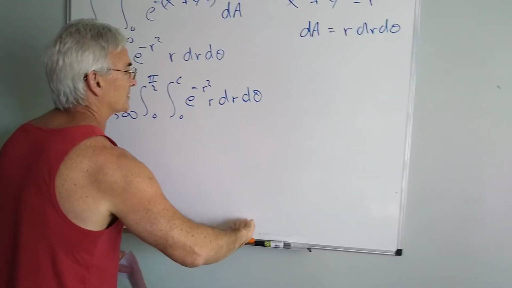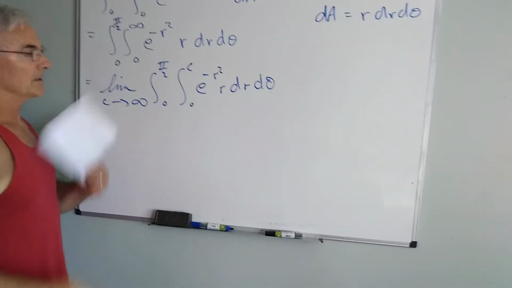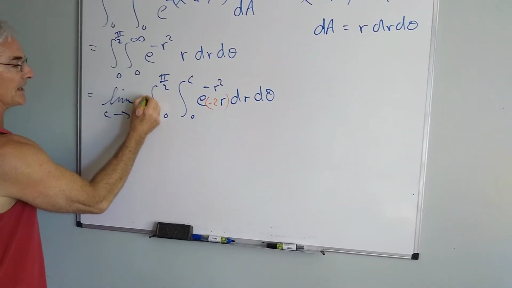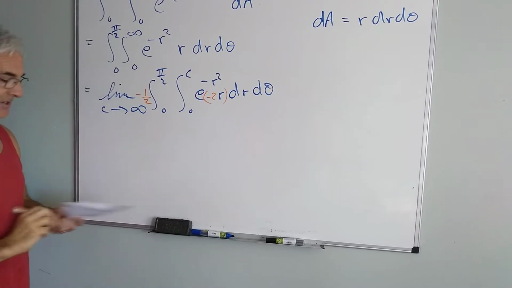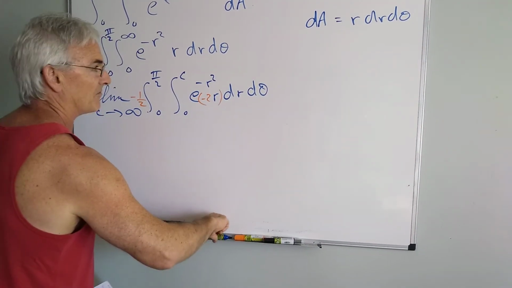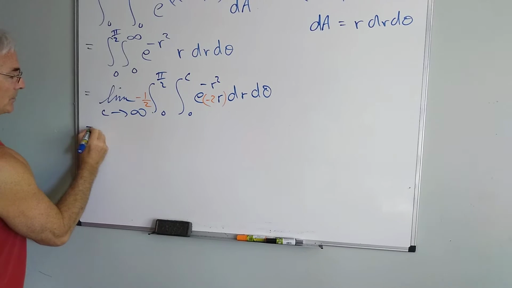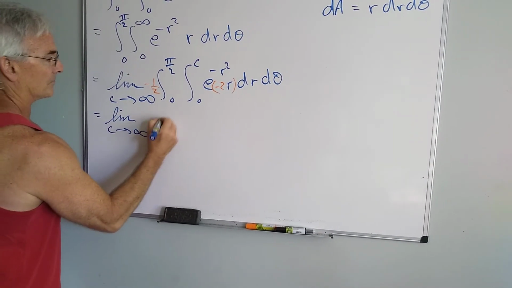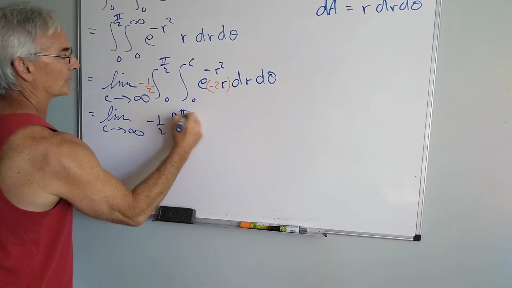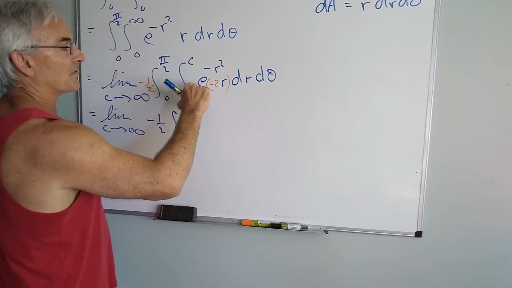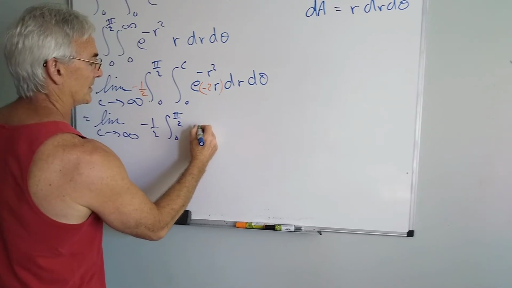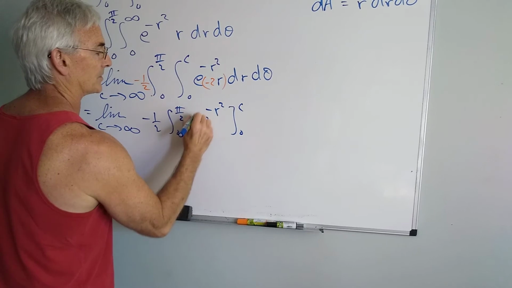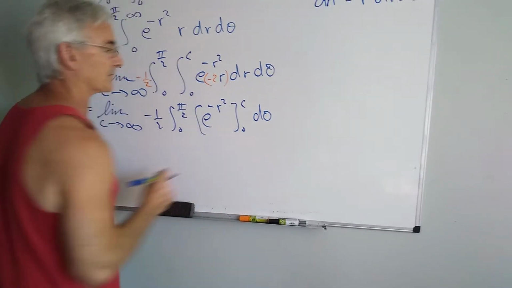So I look at my substitution. If my u is negative r squared, then all I need is a negative 2r, and I'll put a negative 1/2 on the outside. This will allow us to integrate this fairly simply, in fact, and this now would give us the limit as c goes to infinity of negative 1/2, 0 to pi over 2. This was of the form e to the u du, so the antiderivative would simply be the e to the u from 0 to c integrated with respect to theta.